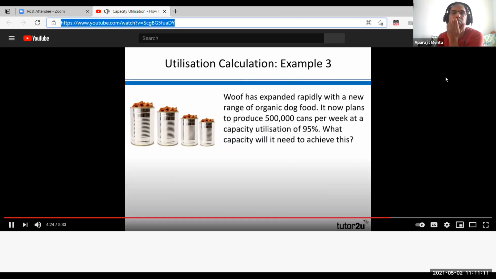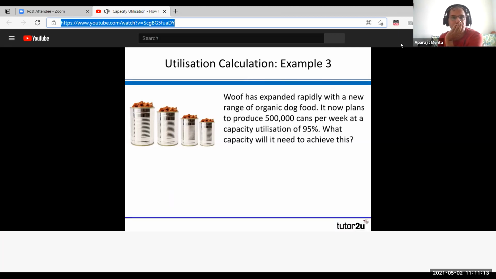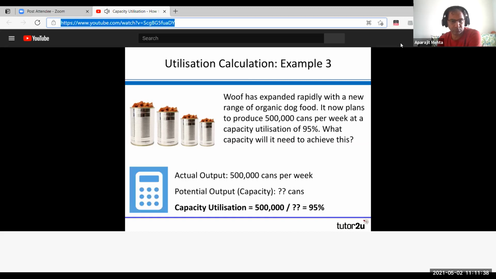One final example just to show you the different ways in which capacity utilization can be asked. A bit more information. Wolf has expanded rapidly with a new range of organic dog food. It now plans to produce 500,000 cans per week, and it's planning a capacity utilization of 95%. So it wants the actual output to be 500,000 cans per week at a utilization of 95%. What capacity will it need to achieve this? Have a go at working out the answer, and if you've had a go, let's have a look at the answer.